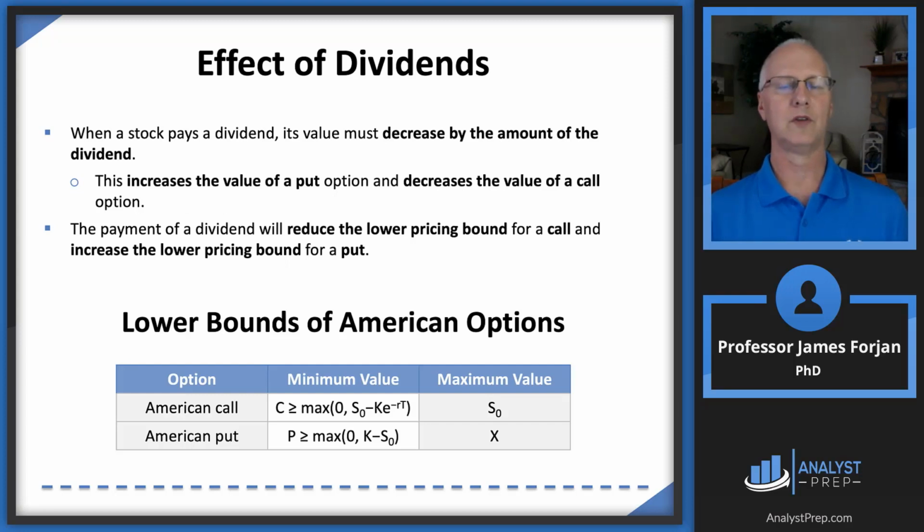Now here's just a small slide about the effects of dividends. When a stock pays a dividend, its value must decrease by the amount of the dividend. And what this does is it increases the value of the put and it decreases the value of the call. And so those minimum values look like they do in the table there. So the maximum value of the call is the stock price and the maximum value of the put is the exercise price. And then the minimum values are going to be zero.